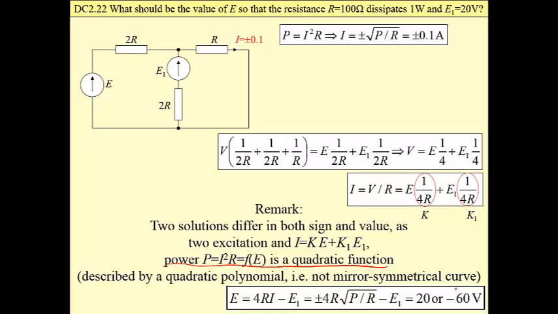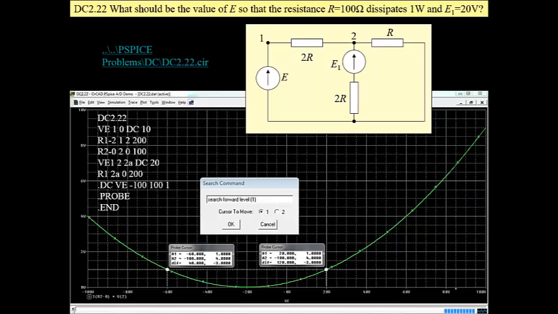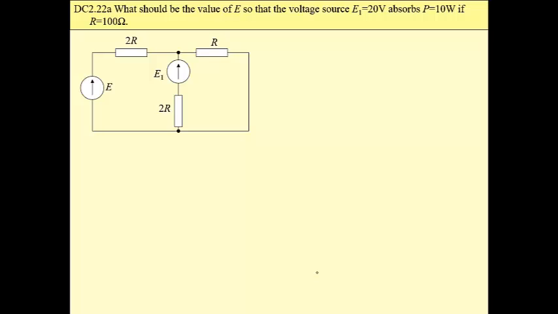So this is a task when we are looking for excitation for the given power dissipated on one of the resistors. Now, this is a verification by means of PSpice. I have changed these start and stop values in DC Sweep such that we have minus 100 and plus 100, and our solution confirmed minus 60 and plus 20. Now, same circuit, but a different task. Now we know that this source should absorb 10 watt of power, and the task is the same as before, to find this voltage.